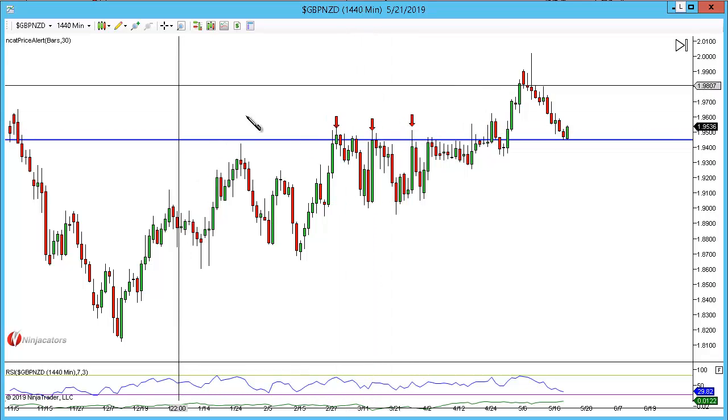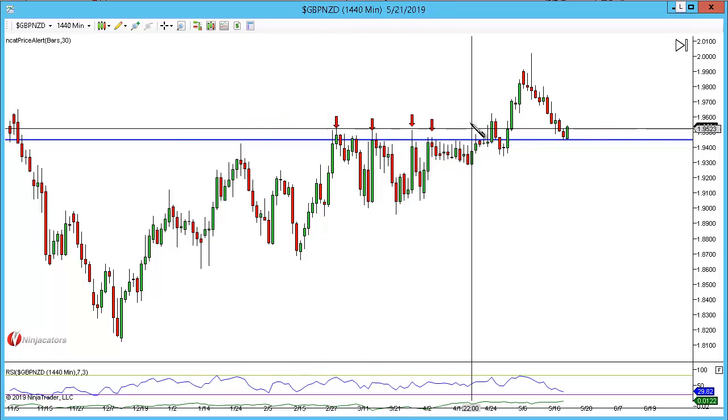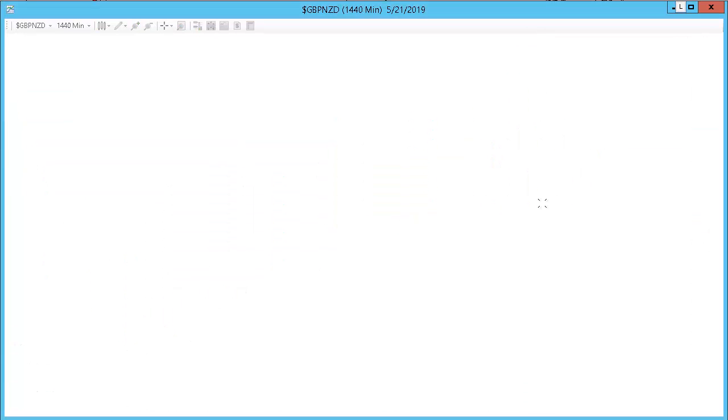This level has technically held because of this wick. So 3, 4, 5, and we are coming down for a 6th time. High probability that we're going to see a reaction. Let's go to the 240.